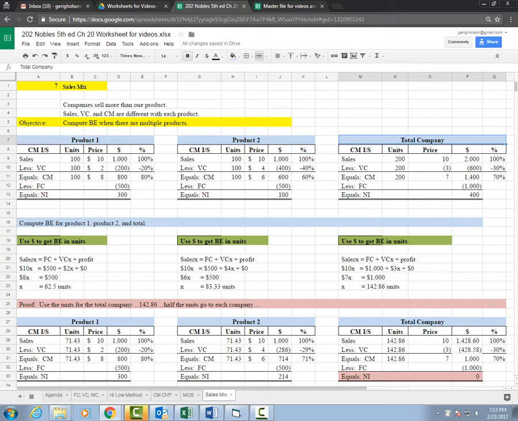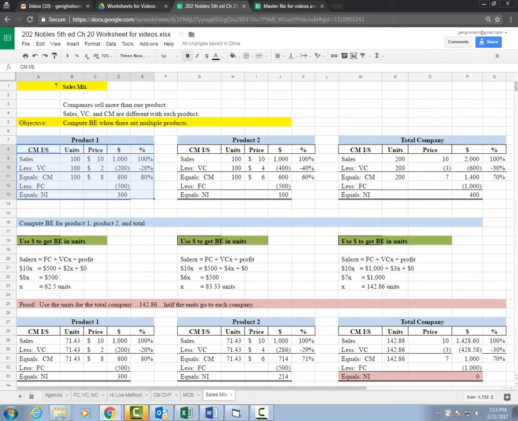To make it easier to work and understand, I think you need to take whatever example is in your book and rewrite it, most likely, so that you do a contribution format income statement with units, price, dollars, and percents. Having all of that information for each product and for the company as a whole is going to make the rest of this much easier.